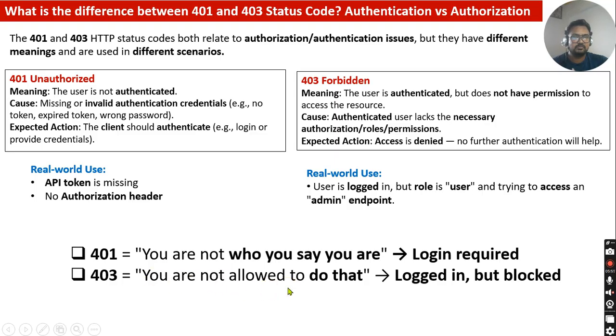Suppose I am Ankit Prajapati but I don't have a four-wheeler license, so I cannot drive a four-wheeler. Similarly, you are logged in but you are not allowed to do certain things, you are blocked, and it says access denied for you. If you answer like that, even in API interviews, it is more than enough to tackle this question, guys.